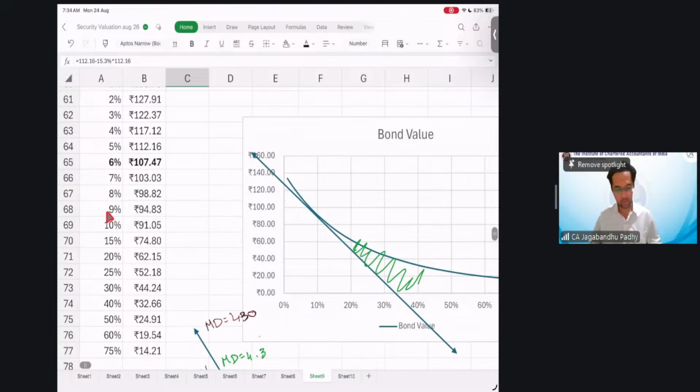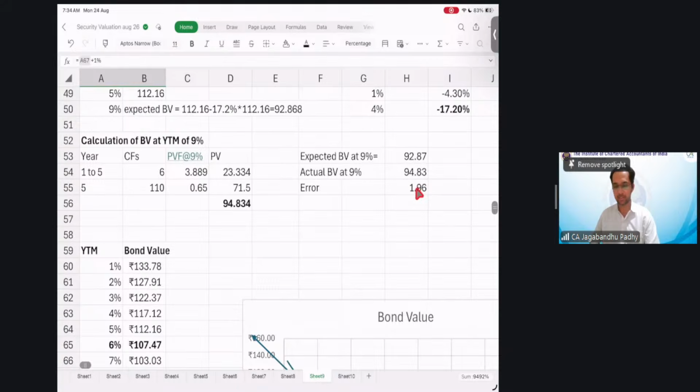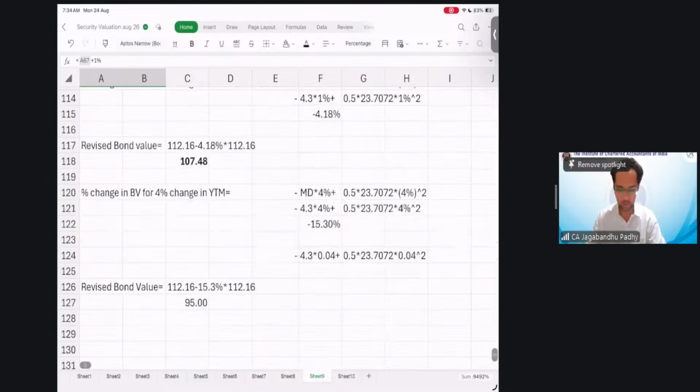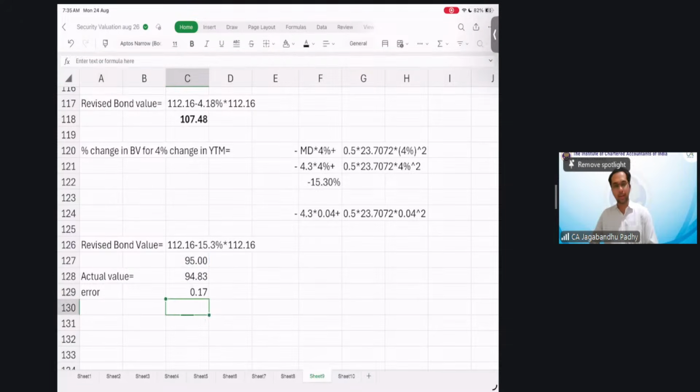At 9%, we are having the bond value as 94.83. Earlier, we had an error of 1.96. And the actual value that we observe over here is 94.8. So we still have an error, right? But the error has been reduced drastically, to 17 paise or 0.17. So the error has now reduced to 0.17.